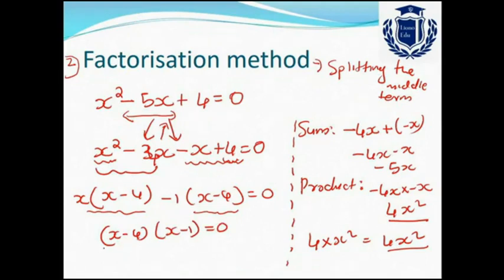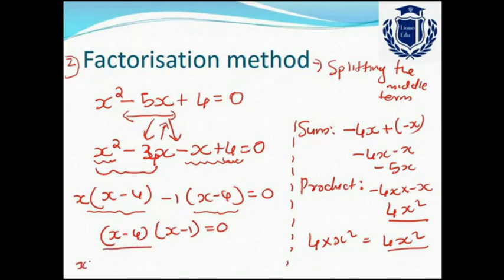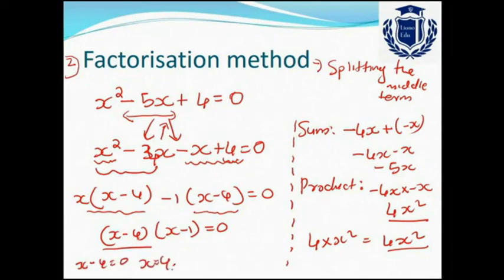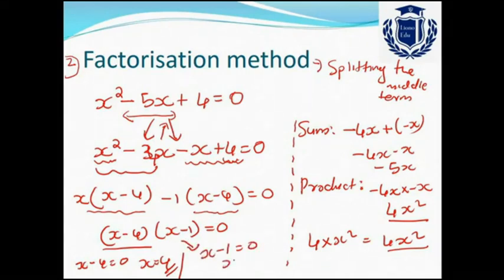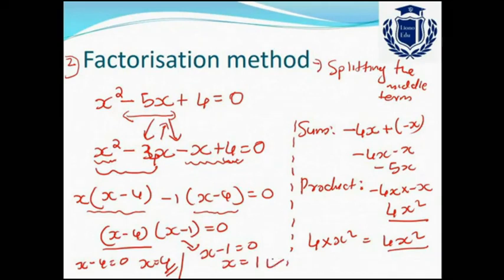So let us consider this first. x minus 4 is equal to 0. That means x is equal to 4. It is one solution. Now let us consider this one. x minus 1 is equal to 0. So x is equal to 1. So it has two solutions. One is x is equal to 4 and the other is x is equal to 1.